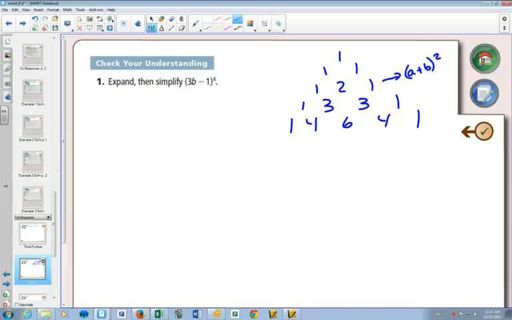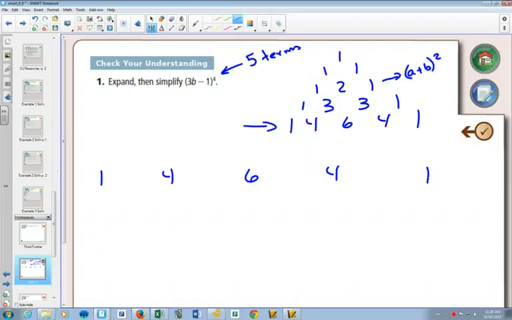We always end up with the amount of terms being 1 more than the exponent. So the fact that we're doing it to the power of 4 tells us that when we expand this, we need 5 terms. And in order to have 5 terms in our Pascal's triangle, that's going to be the 5th row there, where we have 1, 4, 6, 4, 1. So I'm going to start by writing 1, 4, 6, 4, 1.